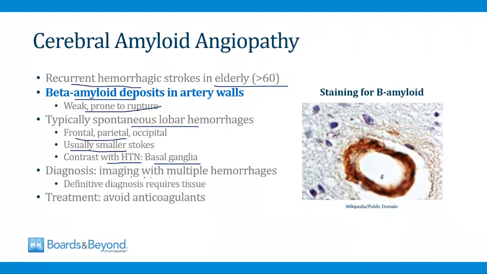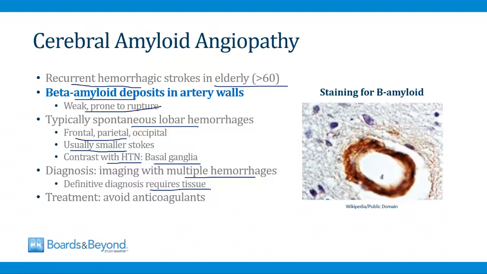The diagnosis is made by imaging that shows multiple hemorrhages, so a patient who has multiple hemorrhagic strokes in the lobes of the brain over the course of a few months or a few years is usually presumed to have cerebral amyloid angiopathy. The definitive diagnosis requires a tissue biopsy, which is not usually done. And there's no special treatment for this. It's just a condition that places patients at high risk for recurrent strokes.